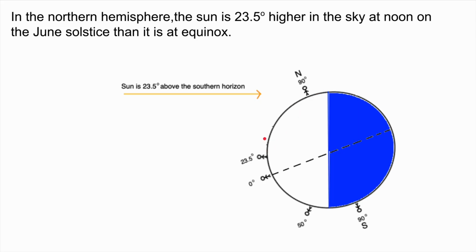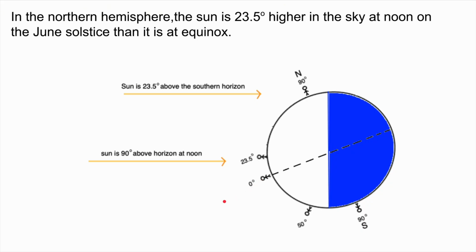Now remember, this person saw it at 66.5, but I rotated them 23.5 degrees, so it's going to be higher in the sky by 23.5 degrees. They will see it 90 degrees above. So a person who started off 23.5 degrees above the horizon, on the day of the June solstice, will see the sun directly overhead.